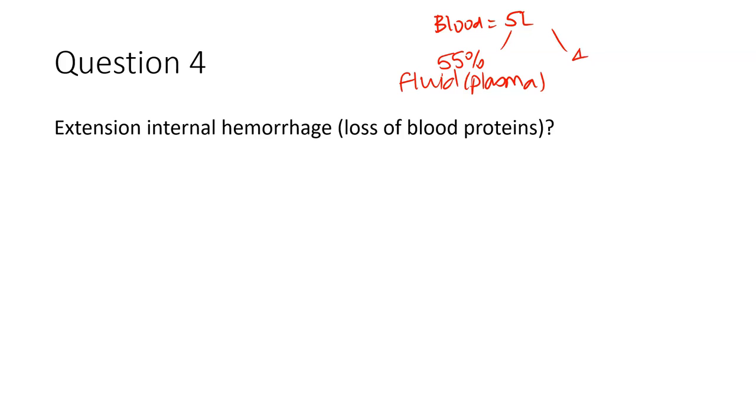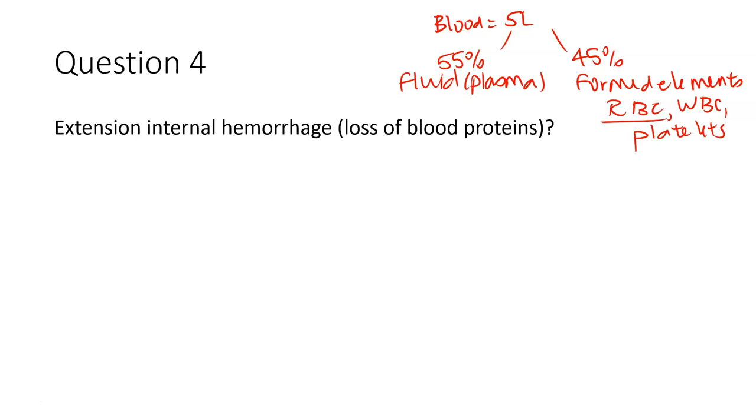The other 45% on average are formed elements, and almost all of those are red blood cells because we have such small populations of white blood cells and platelets. So when you're talking about fluids or plasma in blood, we know that proteins are a portion of the blood. Okay, so when you're talking about fluid loss, like blood loss, we have to keep in mind that proteins are a portion of the blood plasma, which contributes about roughly half of blood's volume.